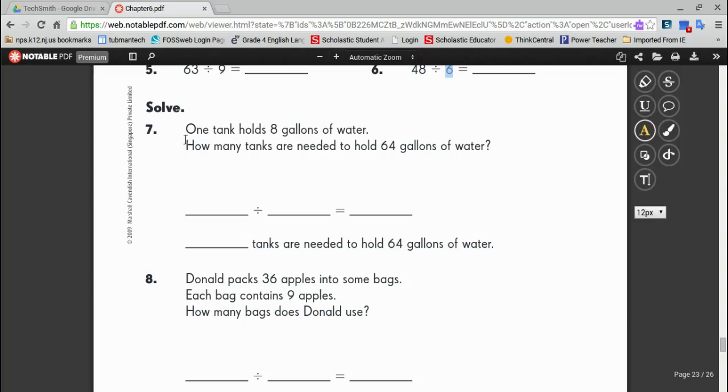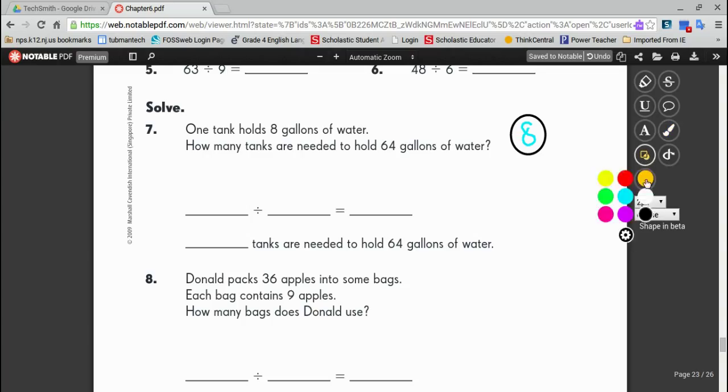Let's do number 7. One tank holds 8 gallons of water. How many tanks are needed to hold 64 gallons of water? So over here I have one tank, and let's make that a circle. So one of my tanks holds 8 gallons of water. How many tanks do I need to hold 64? Well, let's think about that.